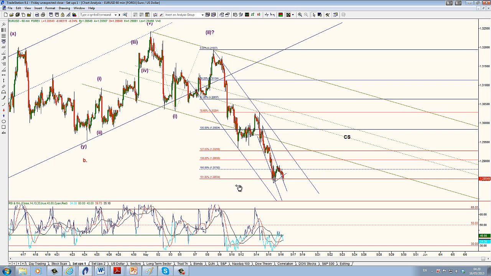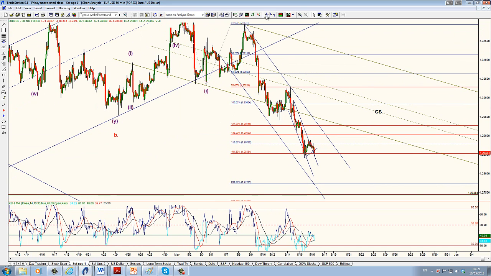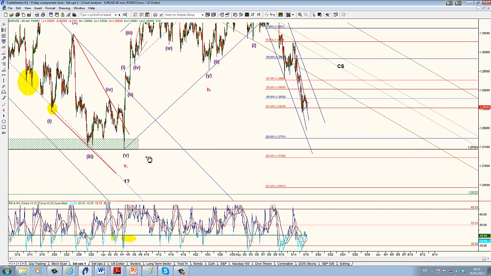So this is a common and probably one of the minimum requirements for a third wave that we were looking for. We be looking for a third wave. It often extends much further. So watch the 127 area.